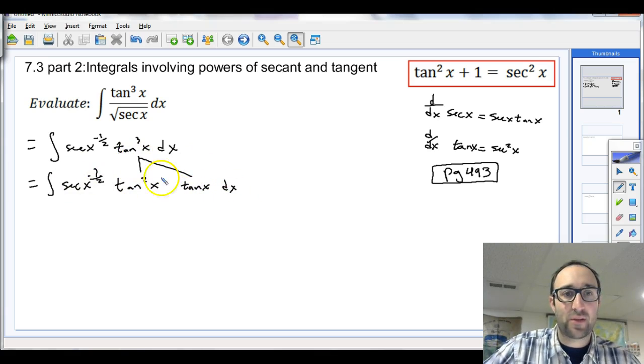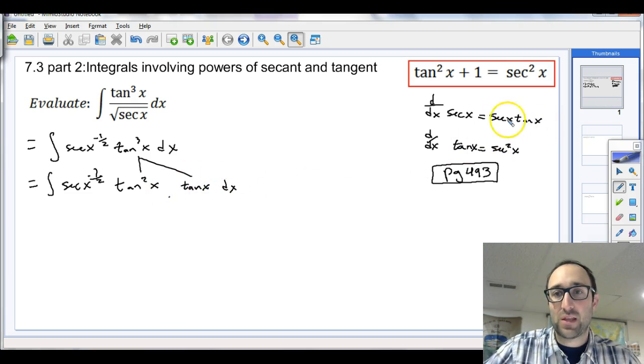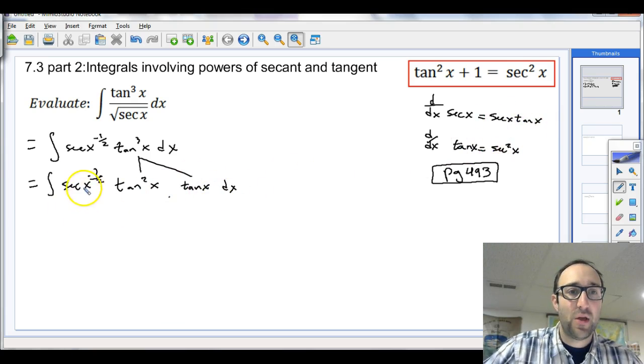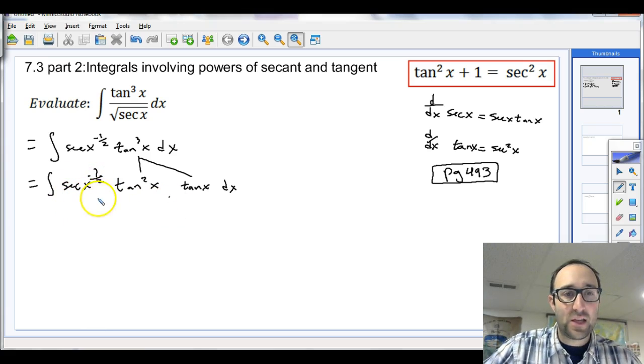Alright, not bad. Now I have to get something into a secant x and all that kind of stuff. I'm going to try and get the secant x out of the way, because I have all multiplication, and that way I have it all set up. So I'm actually going to pull out a secant x from here. If I take out one secant x, that's really going to be the integral of secant x to the negative 3/2.